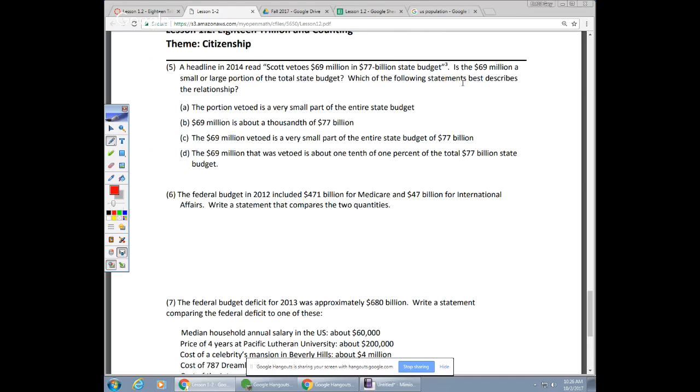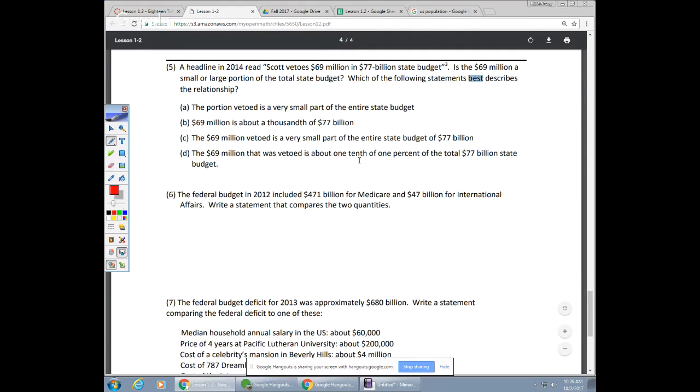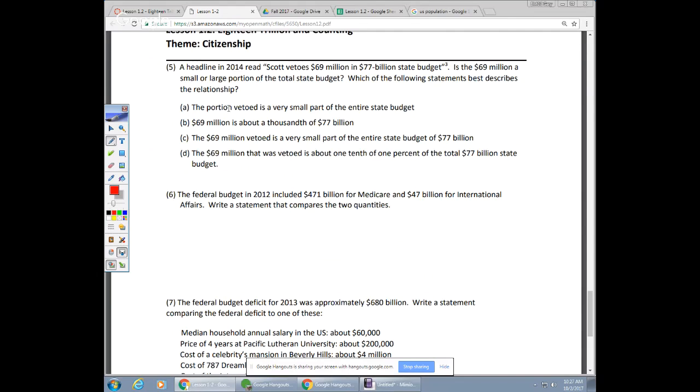D is. Yeah, and they were looking for the best statement, because D takes into account both numbers, what the numbers represented, and how many times smaller or bigger the numbers are. So for example, statement A is correct, but it doesn't mention what either number is. And it uses the idea of small. What's small? I don't know what small is.